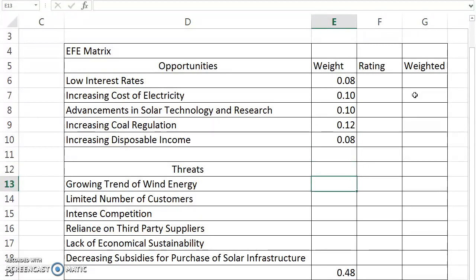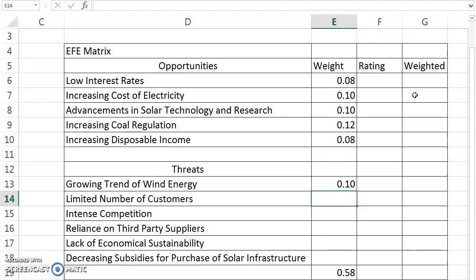Now let's go down and look at our threats. Growing trend of wind energy. We've seen more and more windmills, wind farms, and that's a competition to solar. And it's a pretty significant competition right now, especially depending on where you're located. So maybe I'm going to give that a 0.10.